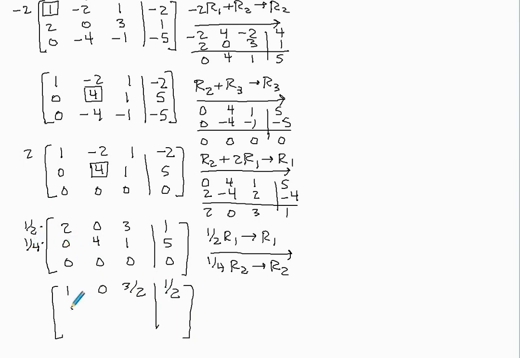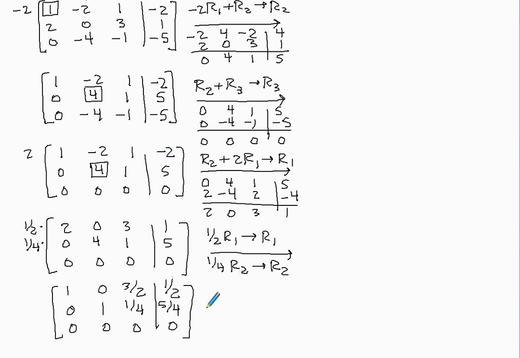1/4 times 0, 0. 1/4 times 4, 1. 1/4 times 1, 1/4. And 1/4 times 5, 5/4. And then we've got that 0 row. Okay, now we've simplified it as much as possible in matrix form, so if we change it back to equations, we'll have a lot less work to do.